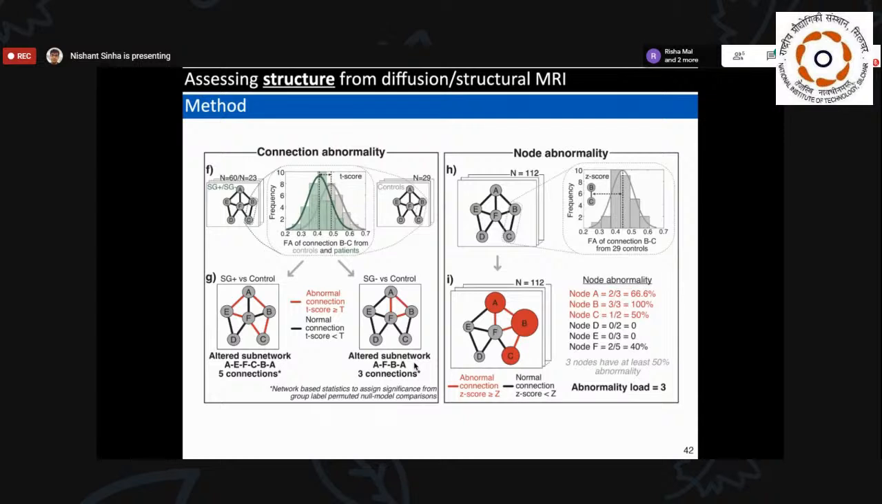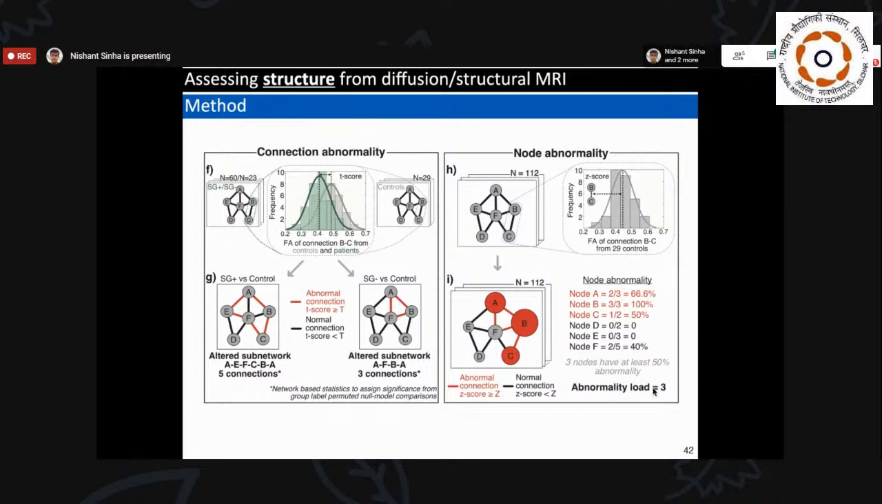The node abnormality approach, as I described previously, again, we apply the same approach here, where each connection is standardized with respect to a control distribution, and then we see how abnormal a particular connection is based on the Z-score values. We deem the connection as normal or abnormal based on the Z-score. And then we compute the node abnormality for each of the nodes as shown here. Then we determine beyond how much percentage we would consider a node abnormal. If we deem that beyond 50% the node has to be abnormal, then in this case, the abnormality load for this network, this toy model, is 3.